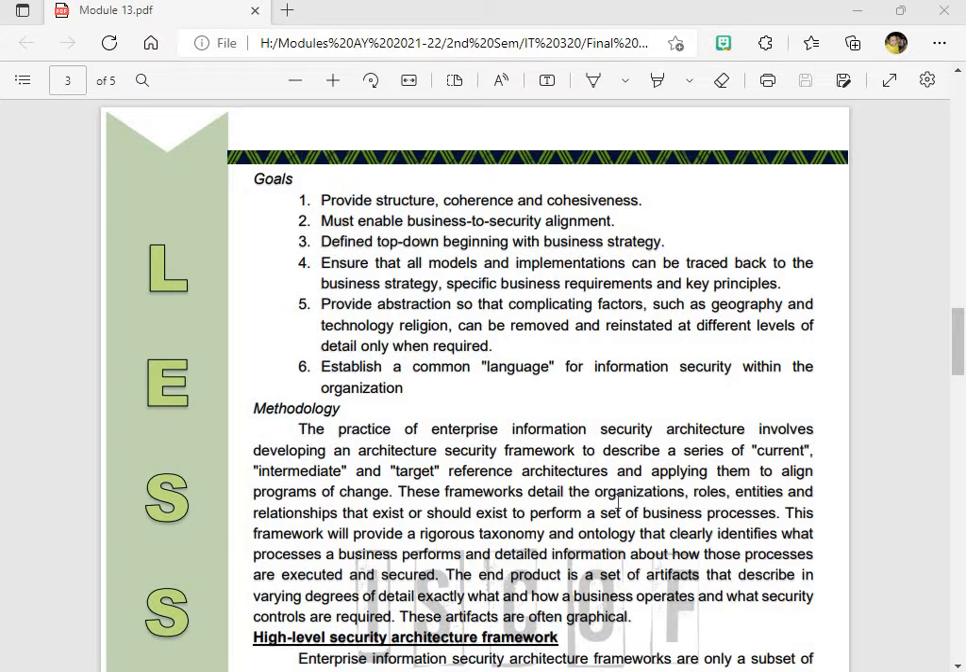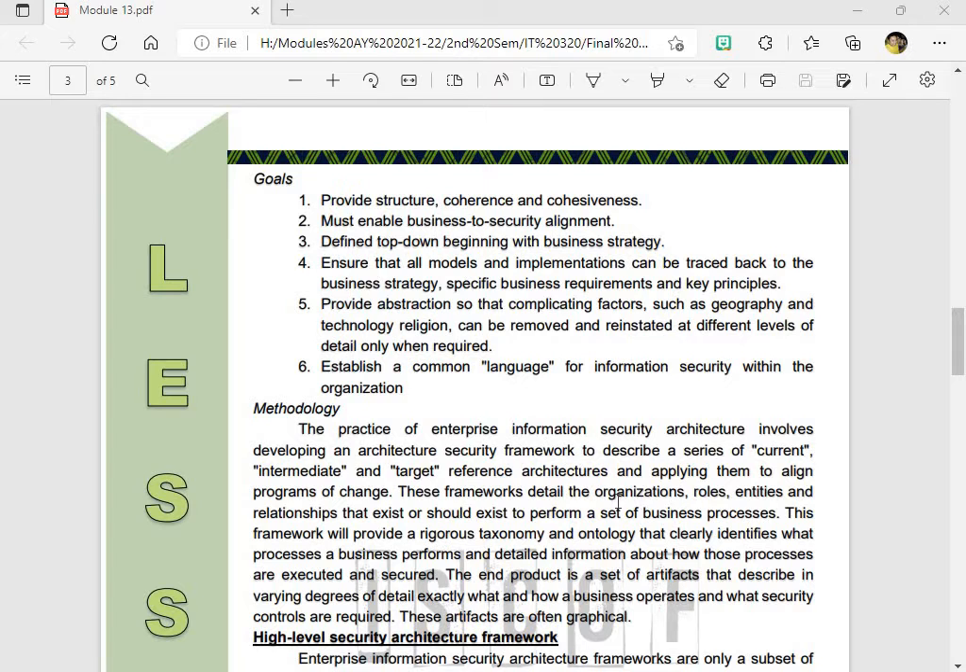so that you'll be allowed to operate within your jurisdiction. So the 6th one is the establishment of a common language for information technology or security within the organization. So most of the time you pattern it to the standards. And I think UML has a security component for that. So please study UML or the Unified Modeling Language.